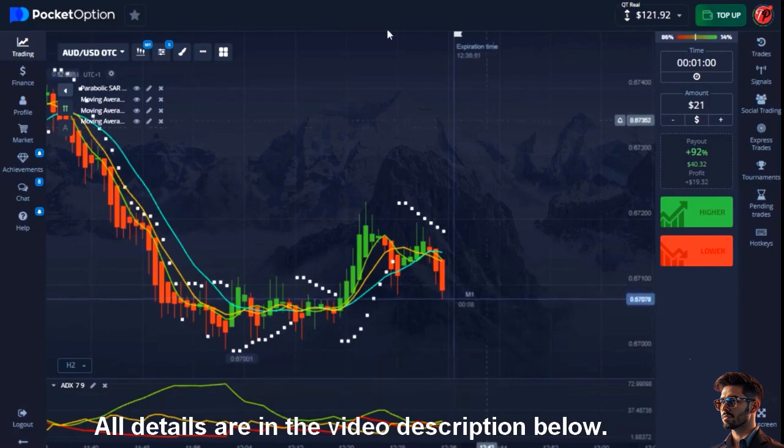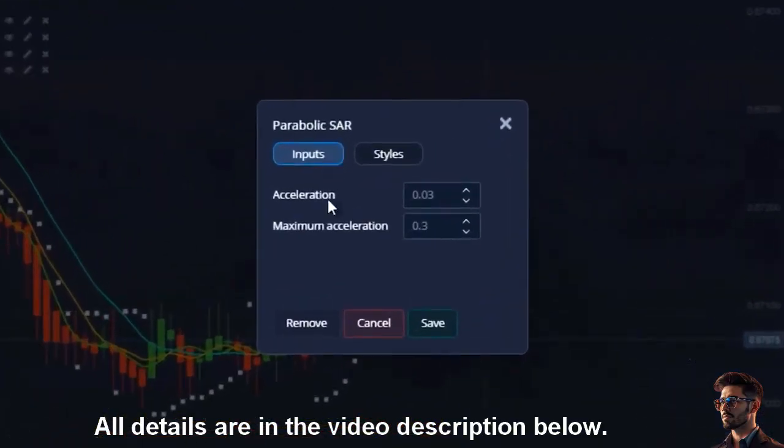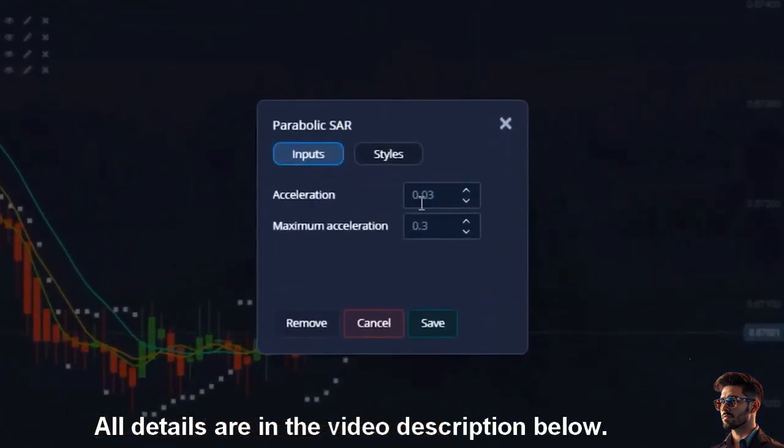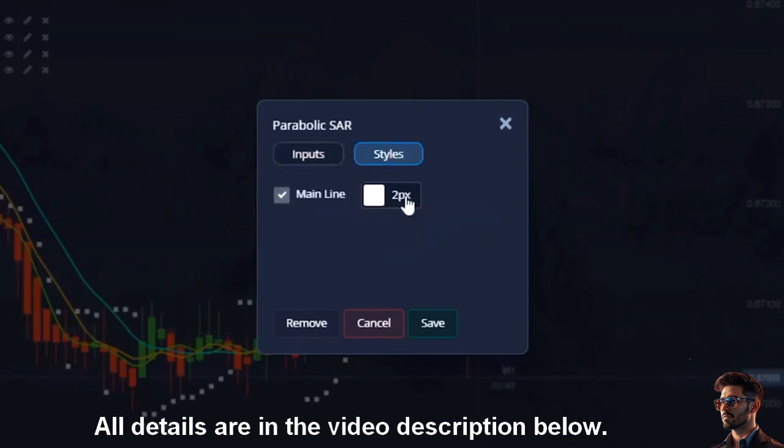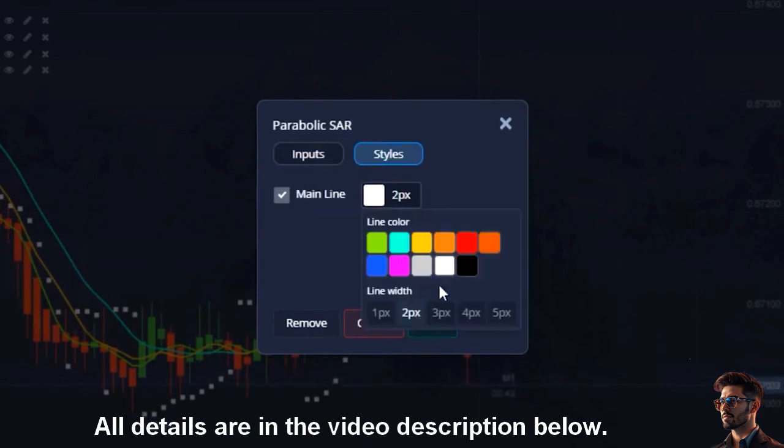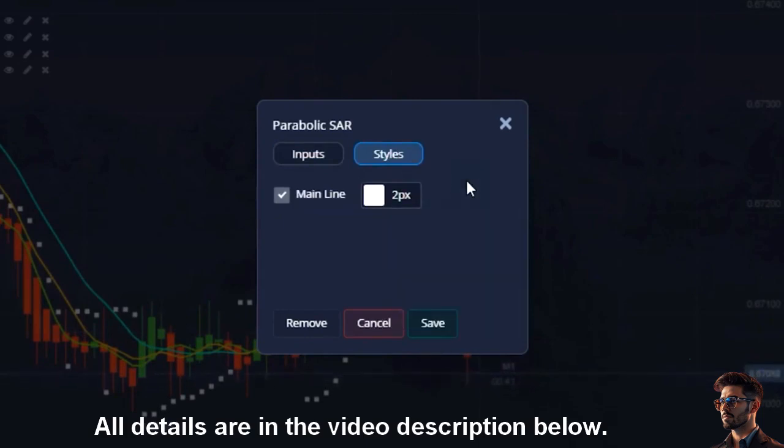Over here we're using one parabolic SAR, three moving averages, and one ADX indicator. The setup of my parabolic SAR, which is my first indicator, goes like this. In the input part, I use the acceleration as 0.03. The maximum acceleration is 0.3. On the style part here, I use this white color right there and I take my line to be 2 pixels. That's pretty much all you have to do. When you're done, you hit save.